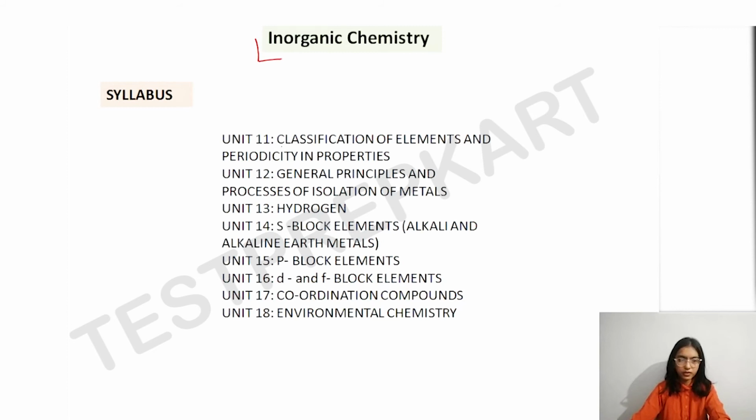classification of elements and periodic properties, general principle and process of isolation of metal, hydrogen, S block elements, P block elements, D and F block elements, coordination compound, environmental chemistry. So in inorganic chemistry, periodic table, metallurgy, and coordination compound are most important chapters.